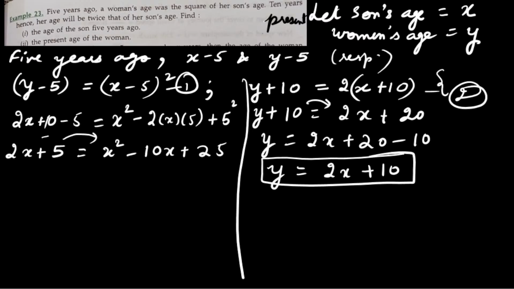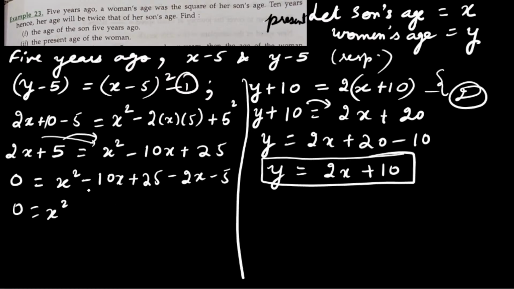Let's shift everything to this side. So this side now nothing is there. I'll write 0. So x square minus 10x plus 25 minus 2x and minus 5. Those I am just bringing from the other side to this side. 2x will become negative and 5 will also become negative. So 0 is equal to x square. Like terms we can solve. So 10 and 2, these are like, minus minus plus, so minus 12x plus 25 minus 5. So this will become plus 20. Now x square minus 12x plus 20 I can write equal to 0.